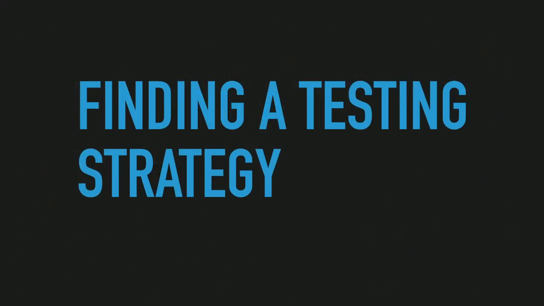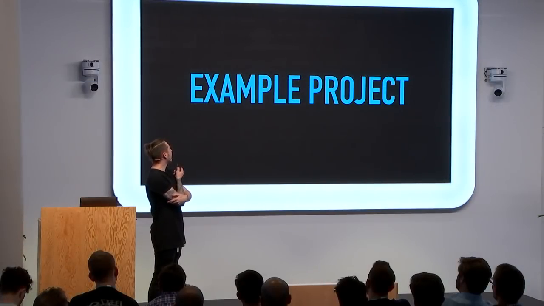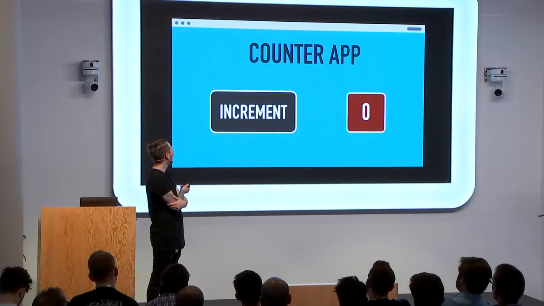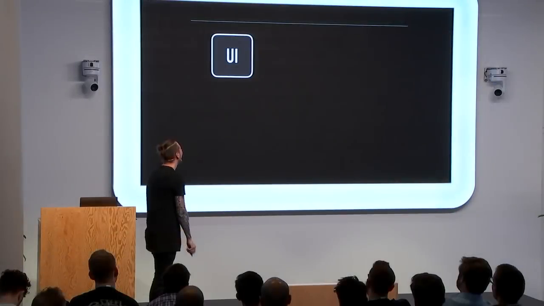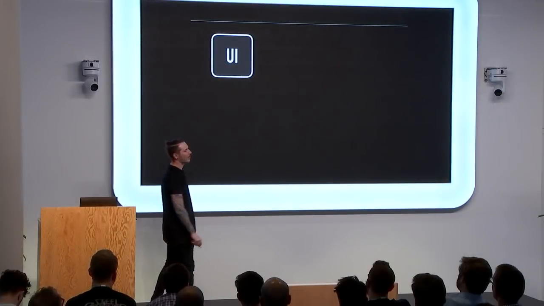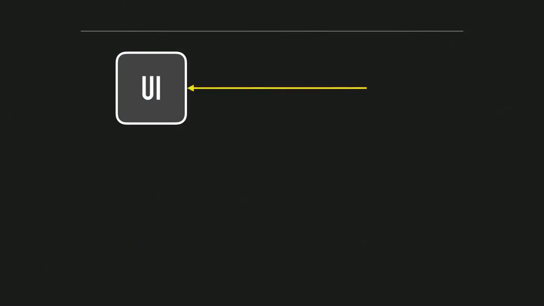Test strategy. So this is an example from the project that I worked on. I'll just take a counter app, which has a button. Every time you click the button, it increments the counter. Pretty simple. So at Facebook, we use Flux, which I'm hoping everyone's familiar with, but if not, I'll explain it a little bit.